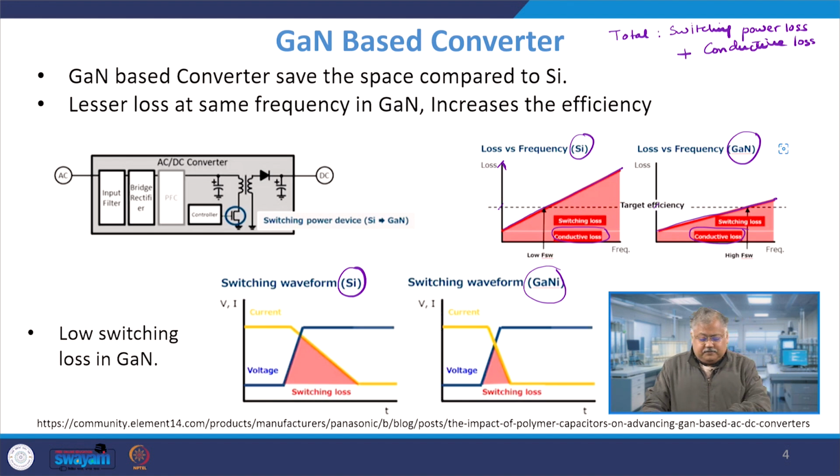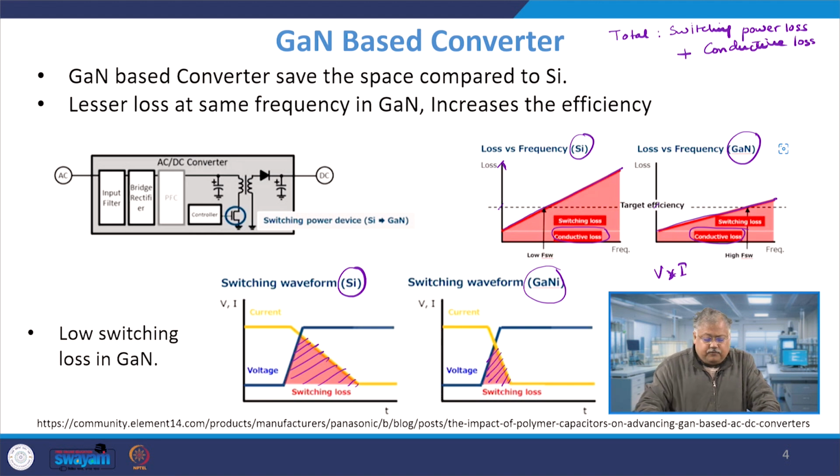Now if you look at the left and right side, the area under the graph of V and I is basically the loss. V into I is power, and therefore the area under the curve here is much smaller as compared to the area under the curve in case of silicon, and therefore the switching losses are relatively much larger in case of silicon as compared to gallium nitride. As the voltage rises, the current falls, and V into I is the switching loss which you see for both silicon and gallium nitride.